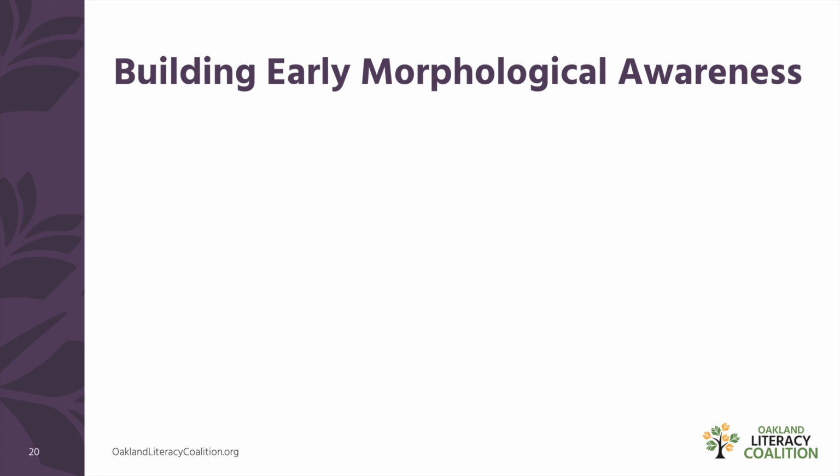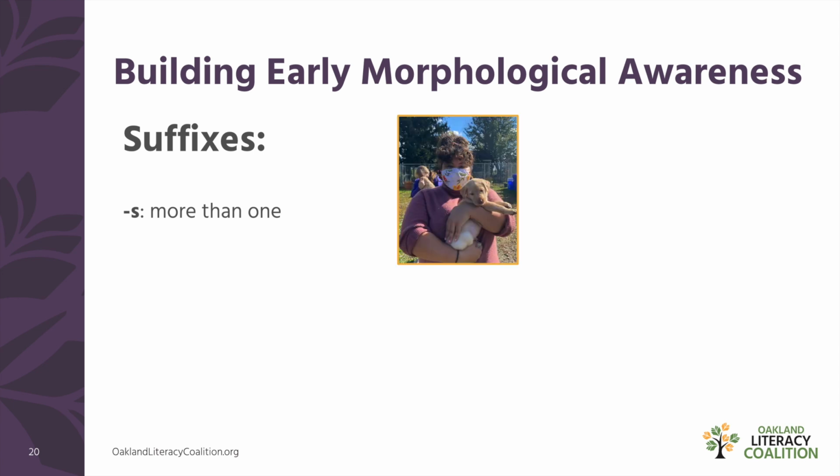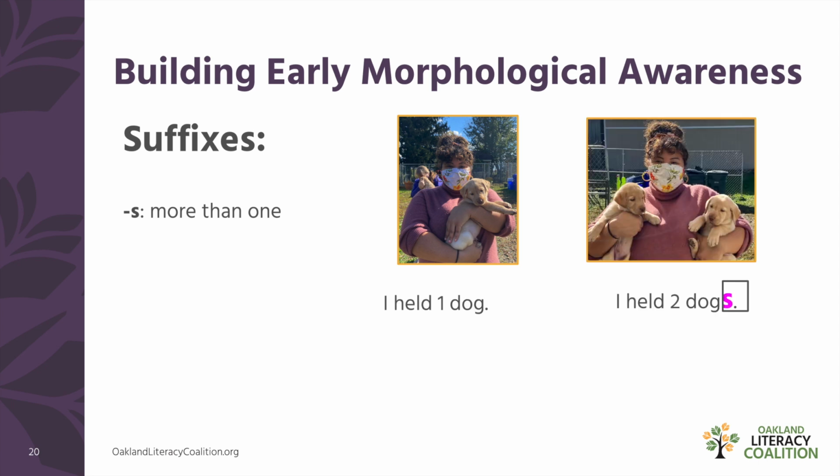One of my favorite first grade morphology lessons that I did not know was a morphology lesson until a few years ago is teaching the suffix s. I get to tell my class about one of the best days ever when I held one dog, and then I got to hold 2 dogs. I tell them that that little s holds a lot of meaning. It means more than one. If I didn't have that s, people might think that I just held one puppy, and they wouldn't realize that I had an extra special spectacular day with 2 dogs.